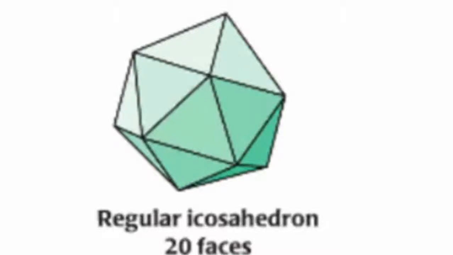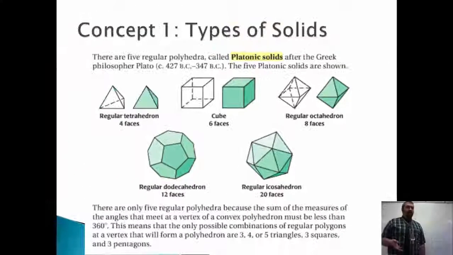And I don't have the regular icosahedron. Icosahedron. It's a 20-faced one. The last one there is 20-faced. The prefix means 20. Hedron means faced. Now, these are the only 5 there are. There isn't another one.